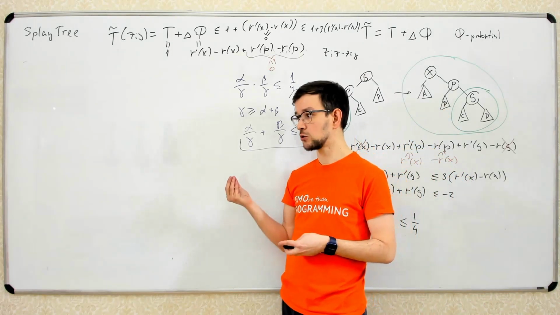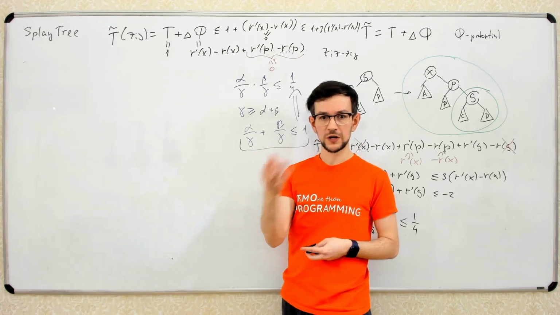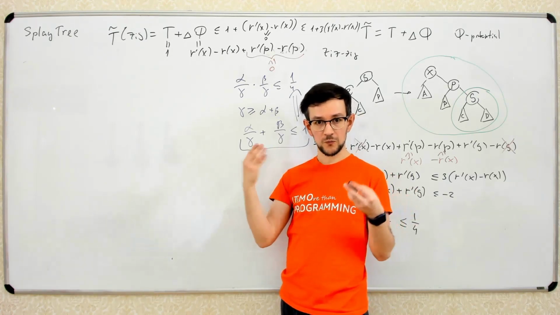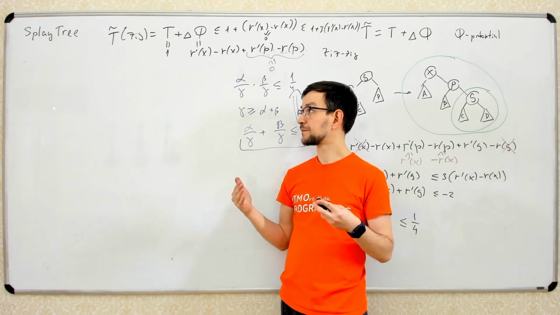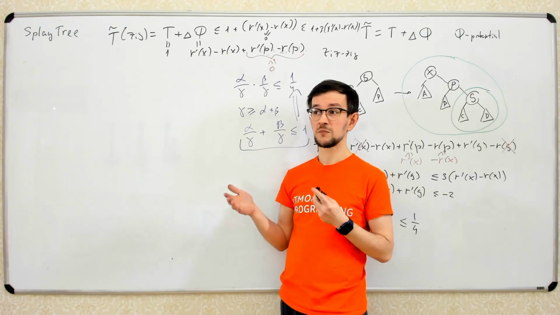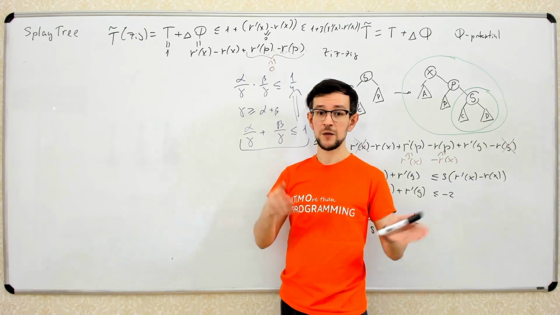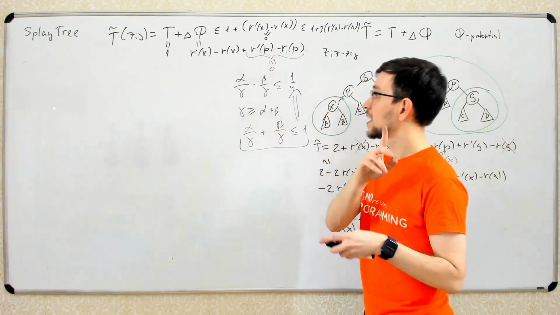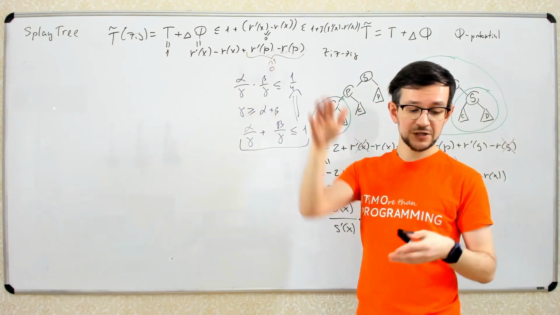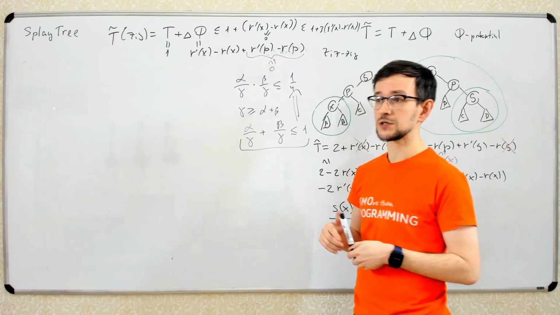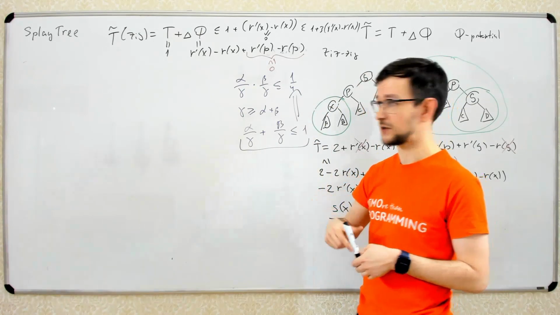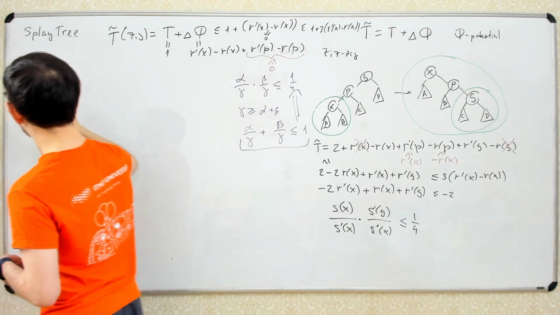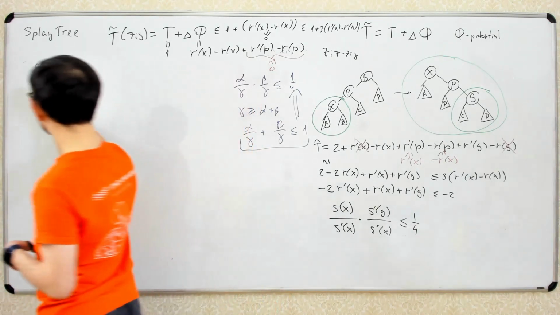Worst-case time complexity is good because it guarantees that your data structure works fast in all cases. But sometimes you think that maybe your case is not the worst case. So maybe in your case, it actually works faster than the worst case. Let me explain. So for example, let's have some sequence of operations, and the sequence tries to access the same node multiple times. So you try to find some node and you do it multiple times.